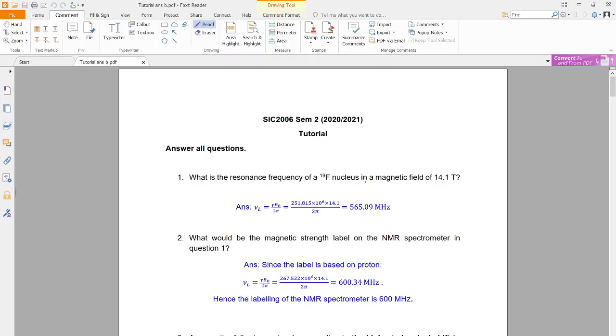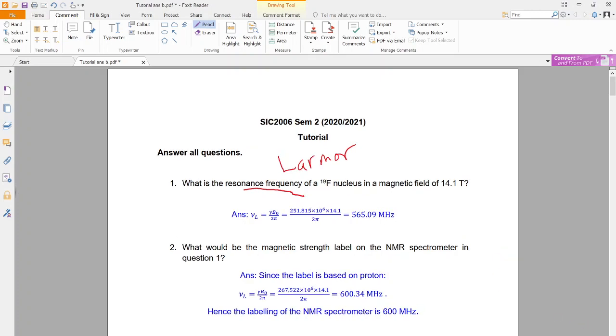Okay, so the first question is, what is the resonance frequency of a fluorine nucleus in a magnetic field of 14.1 Tesla? So once you see the words resonance frequency, immediately you know that you have to use the Larmor frequency. It's just another name for Larmor frequency. So then if I make this bigger, we can see on the screen.